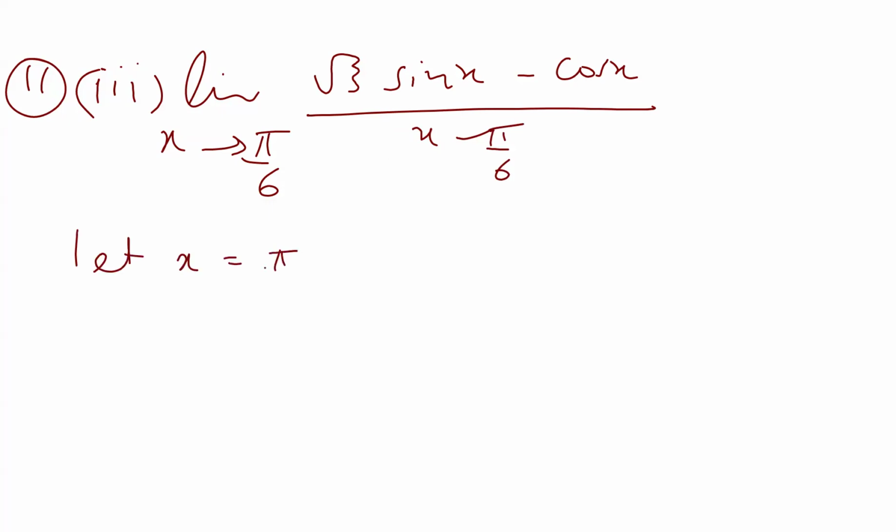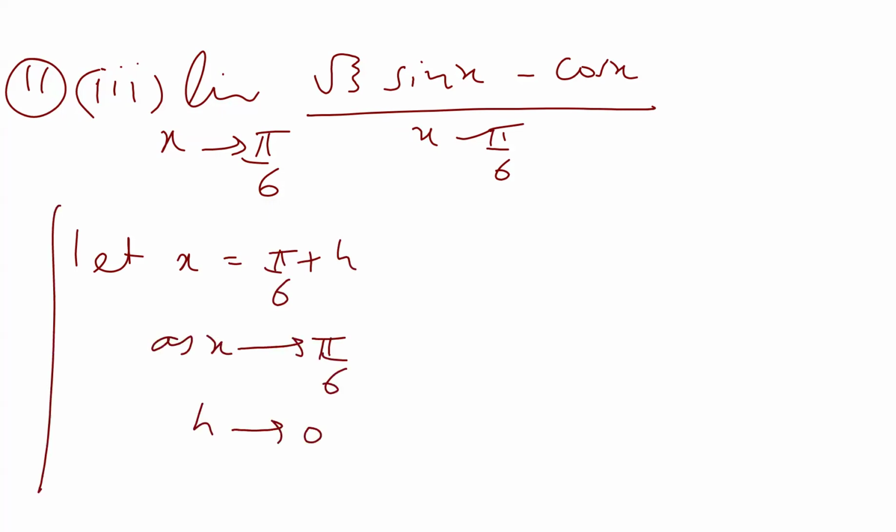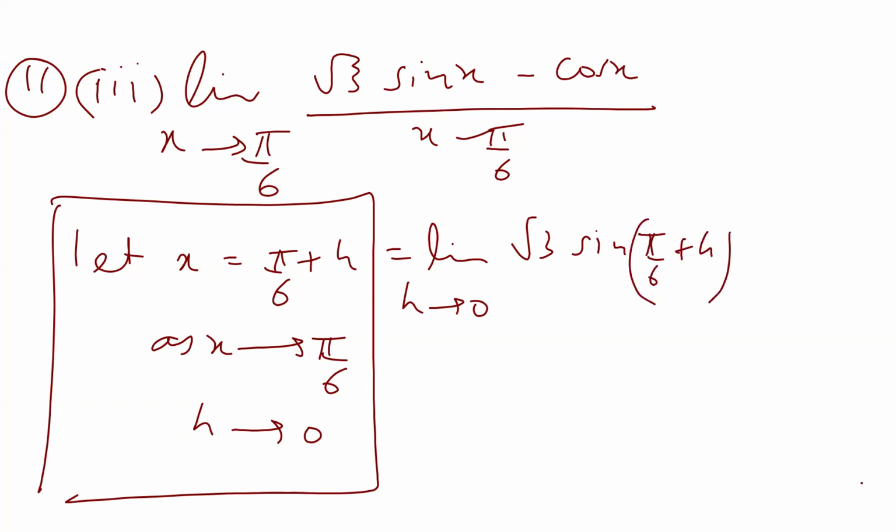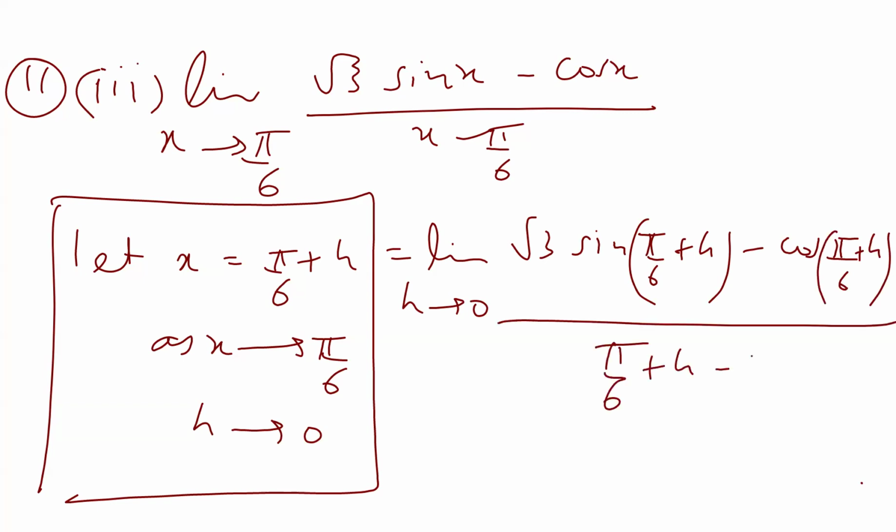Let x is equal to pi by 6 plus h. As x approaches pi by 6, h will approach 0. Okay. So this is equal to limit h approaching 0, root 3 sine pi by 6 plus h minus cos pi by 6 plus h upon pi by 6 plus h minus pi by 6. So this is gone. Now in the numerator we have to use the compound angle formula here and here. Okay.